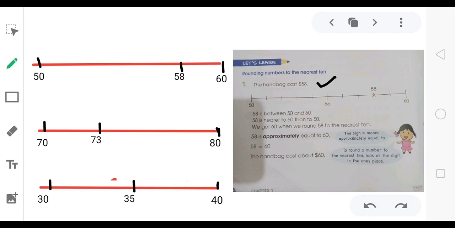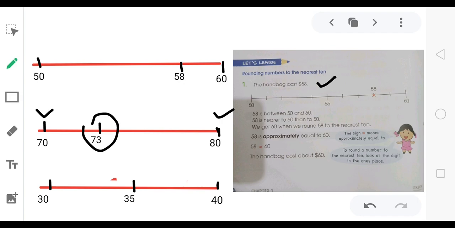The cost, that is 73, here. Again 73. The value of ones over here is 3 and the 7 is tens. 7 tens means 70. So 73 lies between 2 tens, that is 70, and the other one is 80.